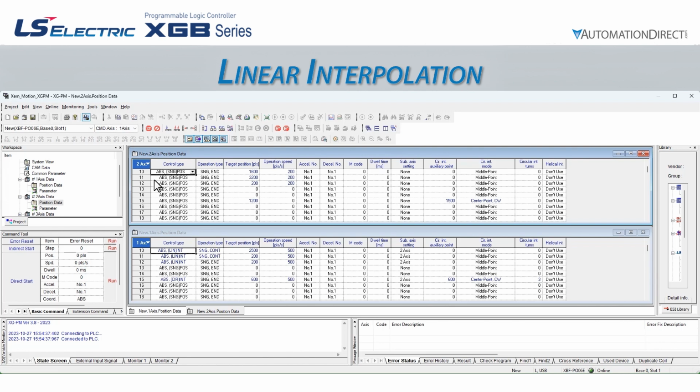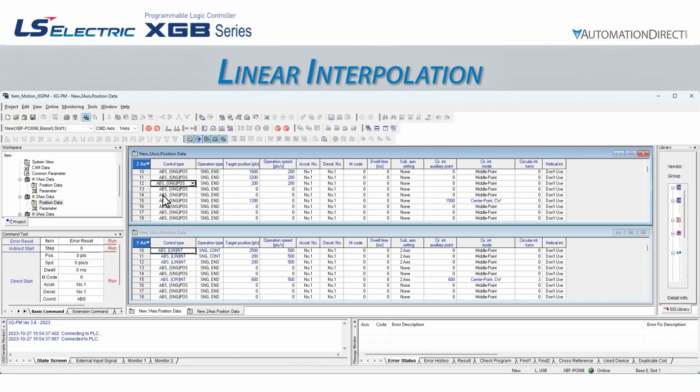Since we are looking at lines 10 through 12 of axis 1, and each lists axis 2 as the sub-axis, let's look at lines 10 through 12 of the axis 2 position data table as well. We see that these 3 moves are all absolute single-axis moves. They do not need to be set as interpolated moves, since the main axis step calls out the control type of the sub-axis. Now that we've looked at the mechanics of how the multi-axis information is interpreted, let's look at the positions and velocities of the moves themselves.